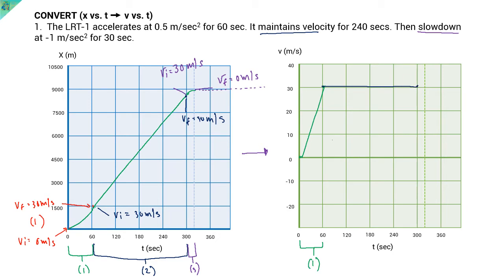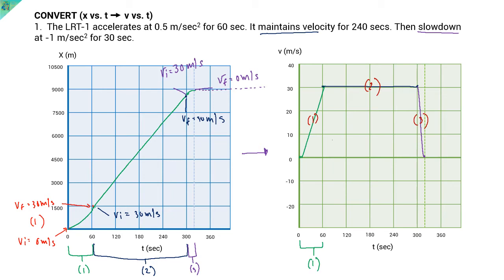this one. Okay? Then after a while, from 30, it slows down. So ibig sabihin, bumaba ang ating velocity. So from there, it will move towards here. Okay, so that's our situation 1. This is our situation 1, situation 2, and situation 3.